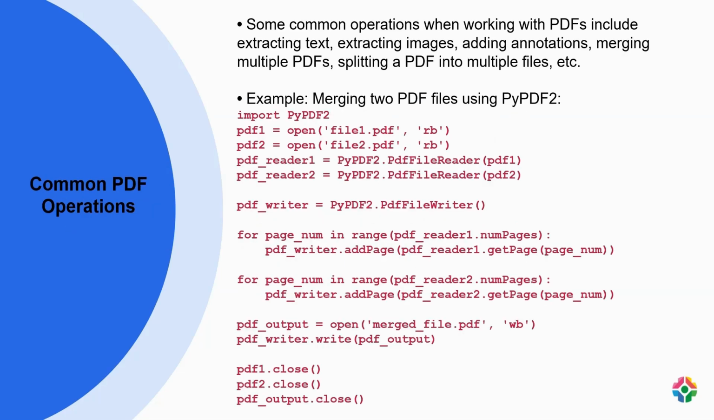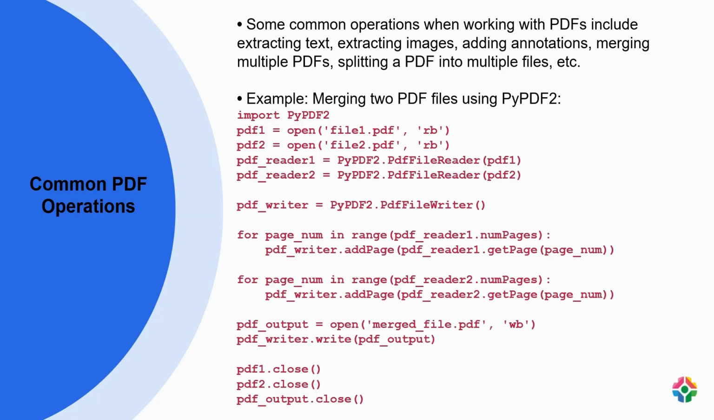When working with PDF files, common operations include extracting text, images, adding annotations, merging and splitting files. For instance, to merge two PDF files using PyPDF2, you can follow these steps. 1. Import the PyPDF2 library. 2. Open the PDF files to be merged in read binary mode. 3. Create PDF file reader objects for each PDF file. 4. Create a PDF file writer object to store the merged PDF.